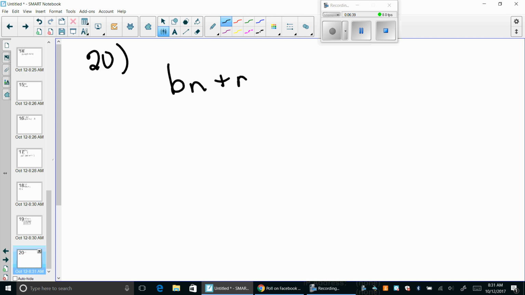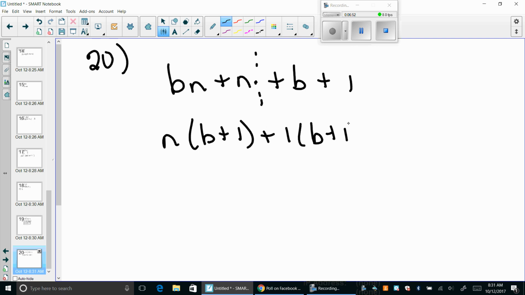Bn plus n plus b plus 1. All right, I'm going to take out an n, and then I'd get b plus 1. And here I'm just going to take out a 1, and it'd be b plus 1. So my common factor is b plus 1, and my other factor is going to be n plus 1. See, here there's nothing in common, so that's why I write a 1 down in front. Got to write some kind of factor down in front. All right, 21.